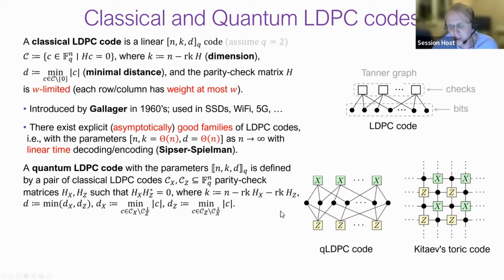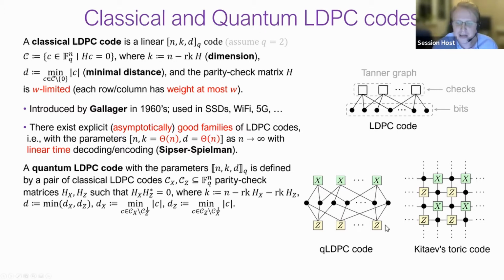So what is quantum LDPC code? A quantum LDPC code, say a CSS code, is defined by a pair of parity check matrices, and you can represent this pair of parity check matrices also by a Tanner graph. But in this case, you have three parts. The middle part corresponds to qubits, and you also have two parts that correspond to X checks and Z checks. X checks are responsible for X errors, and Z checks are responsible for Z errors.